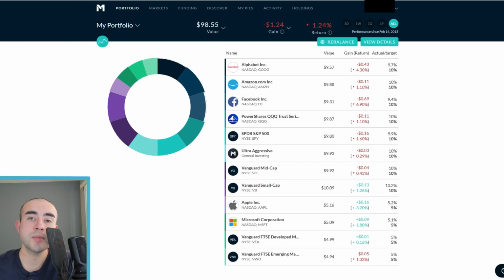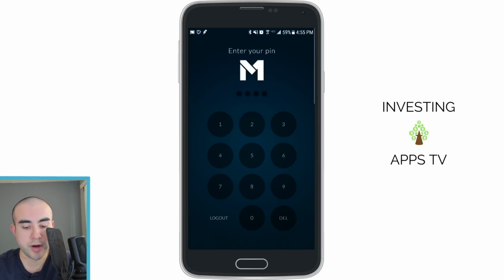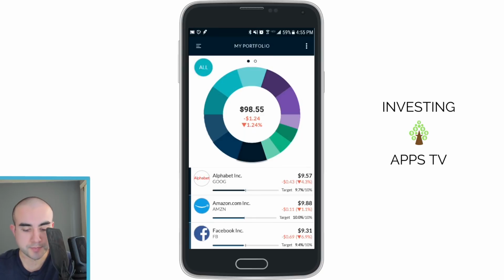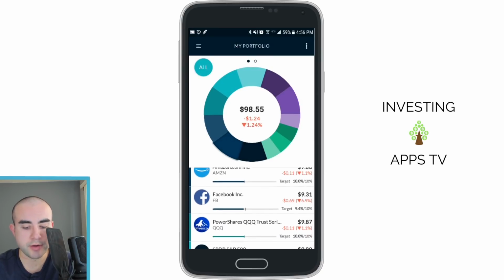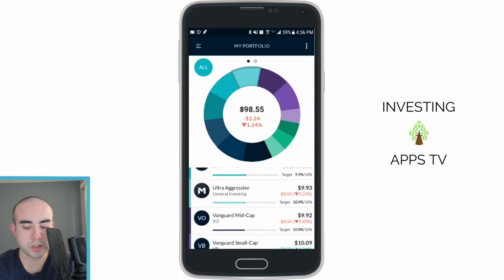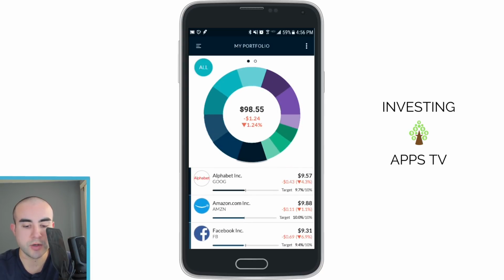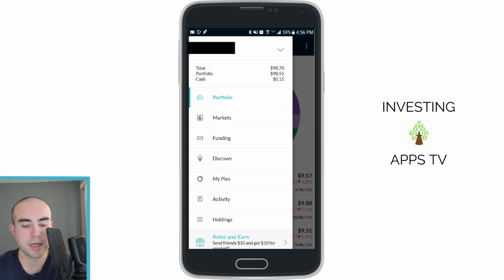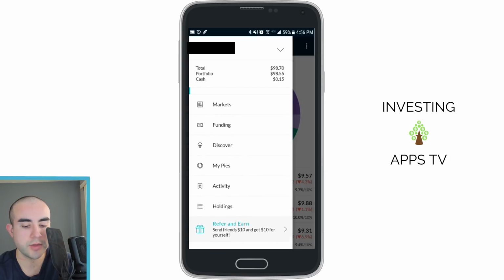And that really covers the website platform for M1 Finance. I'll briefly show you the app right here. So let's hop on over to the app. You can log in with your PIN or two-factor authentication as well. And as you can see, the app is very similar in nature. It has your portfolio breakdown on the home page as well as all your investment holdings. You can click over here on the menu on the left-hand side to access all of those similar tabs we just went over, such as the markets, discover, your pies, your holdings, settings, and everything just like that.